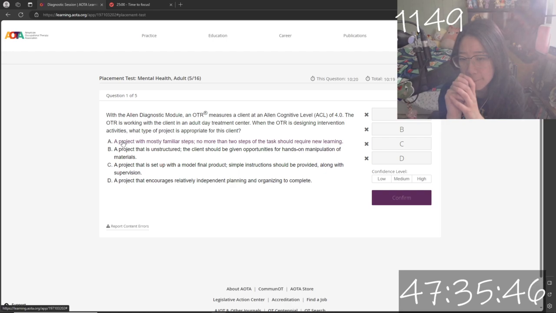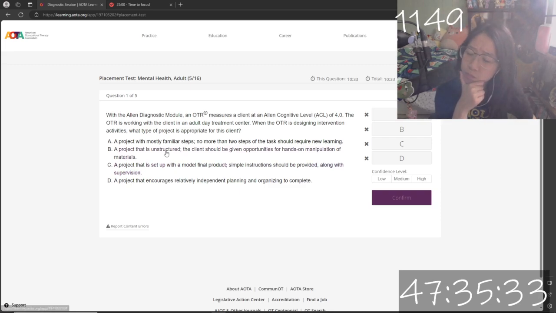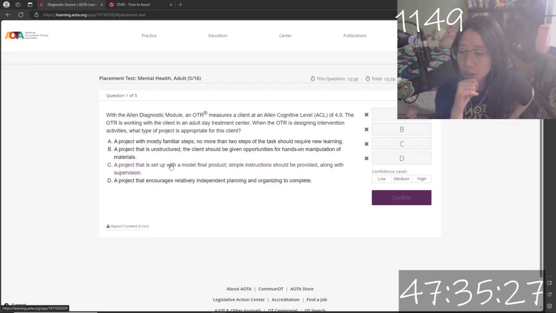So it's not A. That one's too handholdy. With model final product, simple instructions. Unstructured, given opportunities for hands-on manipulation. Project that encourages relatively independent planning and organizing to complete. I think D is too unhandholdy. It's either C or B.